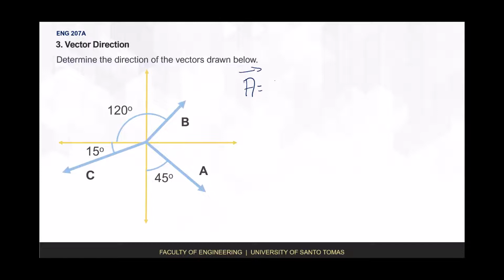So A has a particular magnitude, and what is the direction dito? How would I describe it? Going southeast. Correct, kasi 45 degrees naman siya, so either way it's good, no? Southeast. Okay. Yeah, go.